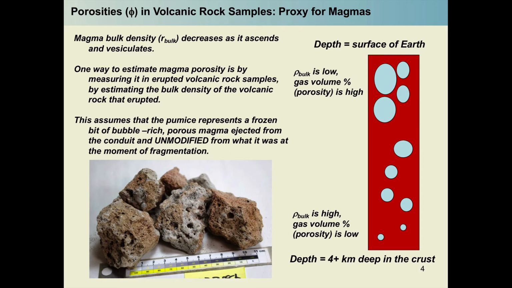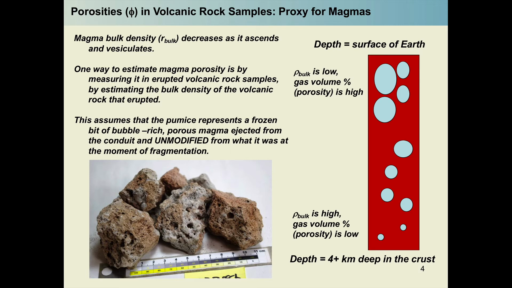So again, one way to estimate magma porosity is by taking these erupted volcanic rock samples and estimating their bulk density. So you can say, all right, these frozen pieces of pumice, they formed at fragmentation, they were in the conduit, the pore spaces in those pumices represent the amount of gas that used to be in that magma. So if we can measure the bulk density of that rock, we know basically how much gas it had in it by volume.